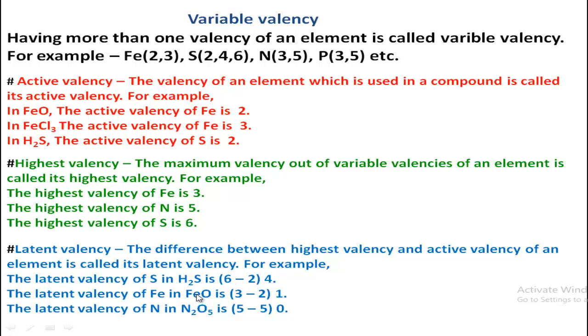Another example, iron in ferrous oxide. You know that the highest valence of iron is 3 and in ferrous oxide, the active valence of iron is 2. So 3 minus 2 equals 1. Nitrogen in nitrogen pentoxide. You know that the highest valence of nitrogen is 5 and in this compound the active valence of nitrogen is 5. So 5 minus 5 equals 0. That means the latent valence of nitrogen in nitrogen pentoxide is 0.